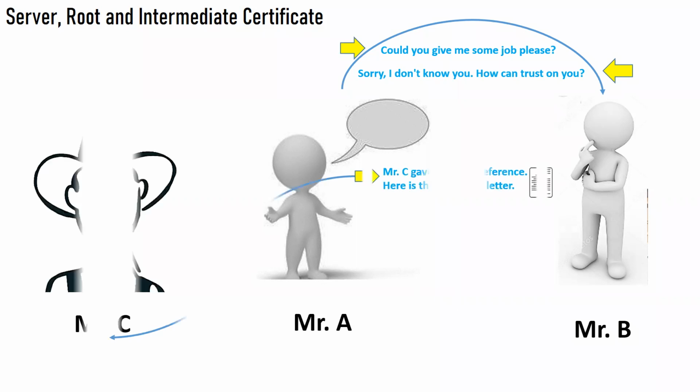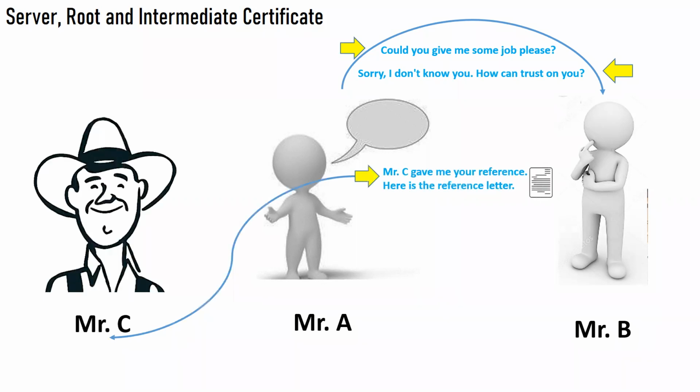So Mr. A can give the reference of Mr. C by saying, hey, Mr. C gave me your reference and here is the reference letter. Mr. B doesn't know Mr. A, but he knows Mr. C very well. So he can say, oh yeah, I know him, he's a good person. If we trust you, then I can trust you. So what is happening here is that Mr. A is reaching Mr. B for a job, but with the reference of Mr.